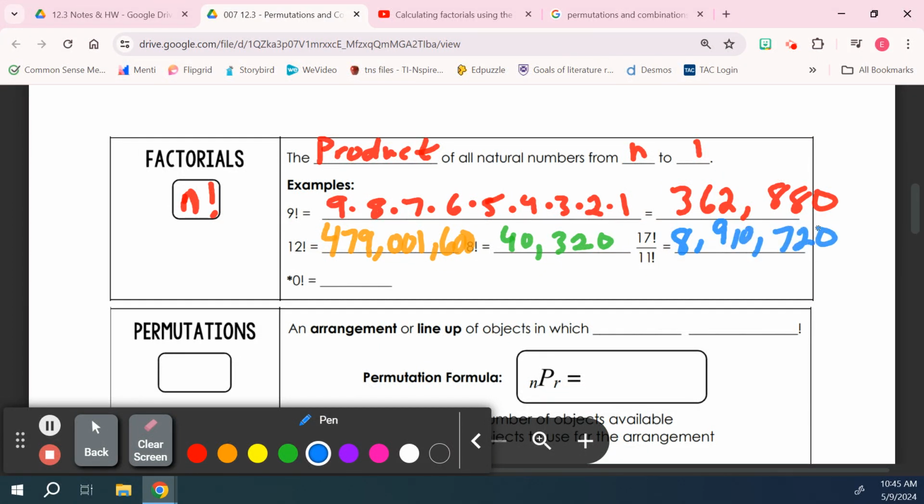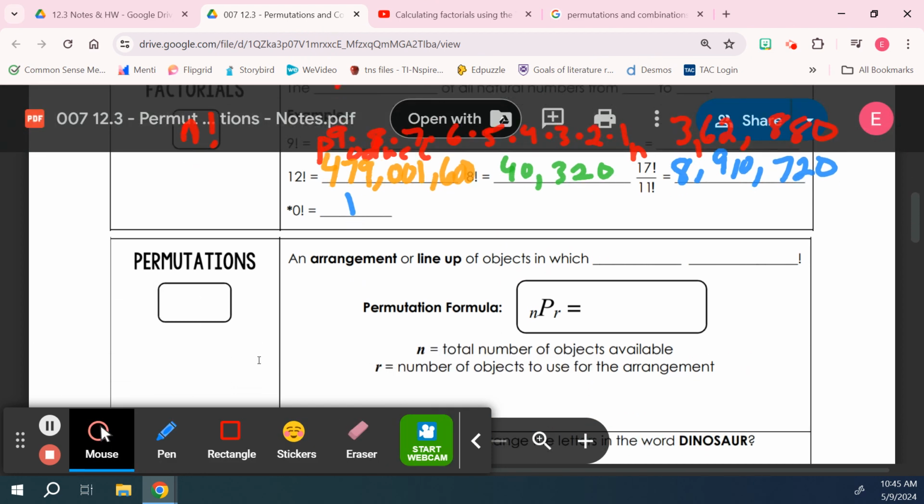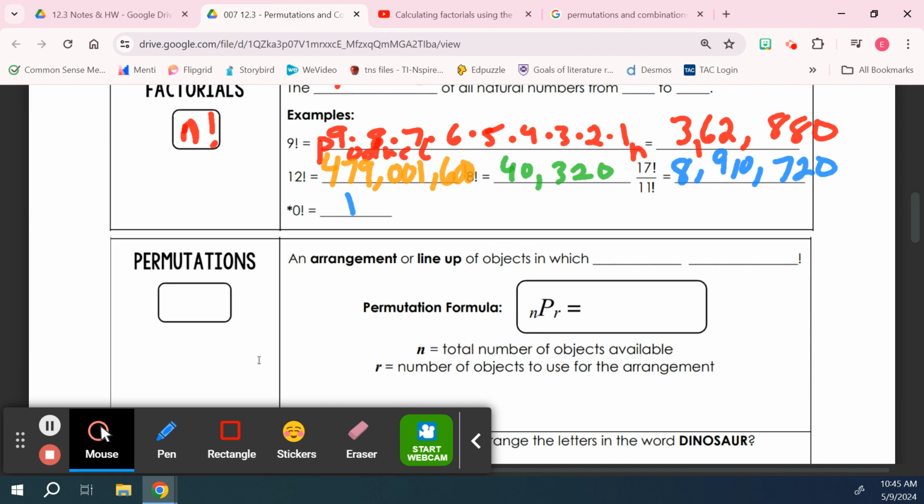0 factorial. Type that in your calculator. What do you get? 1. That's important. It's not going to be 0, because we don't go all the way to 0 to begin with. And if it was equal to 0, it would be non-existent, and we all know this exists.